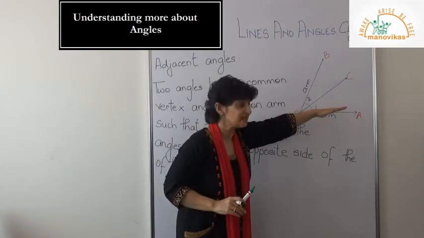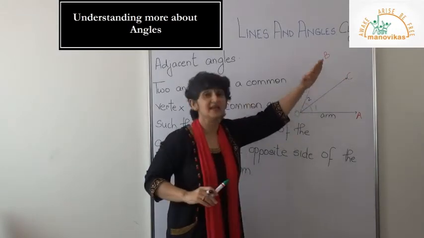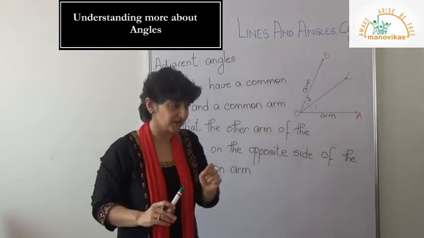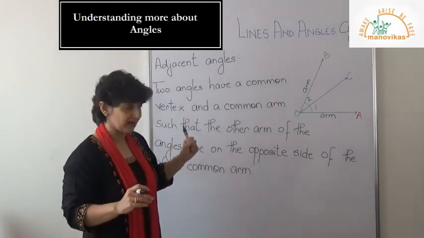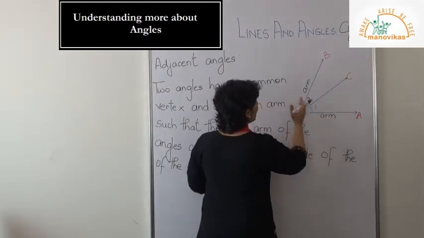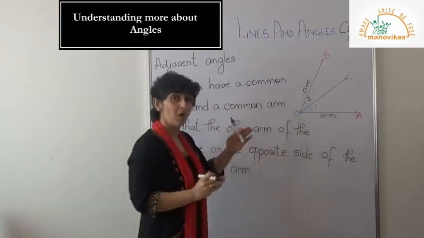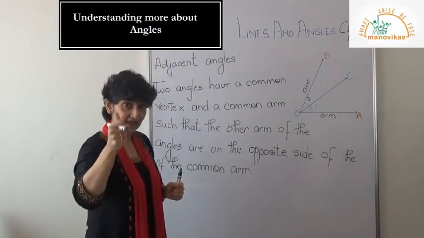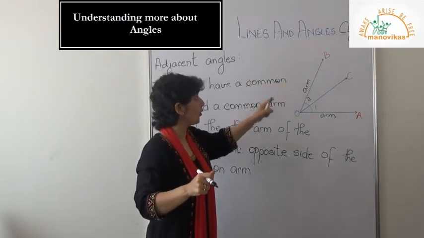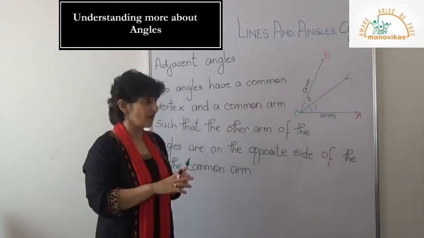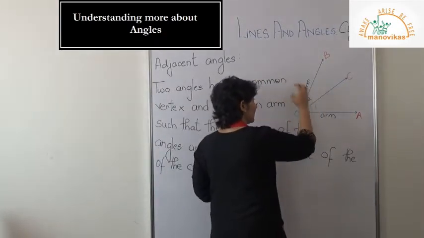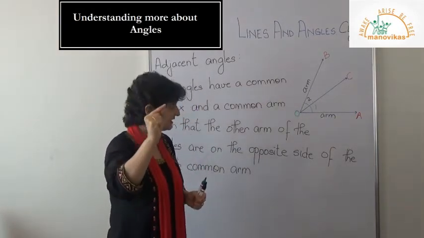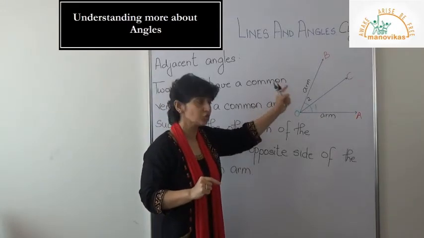Now between these two angles, OC is my common arm and O becomes your common vertex. So from that I understand OA and OB, these arms are opposite to this common arm, right? So I have angle AOC and I have angle COB or BOC. So let's name them as angle 1 and angle 2.